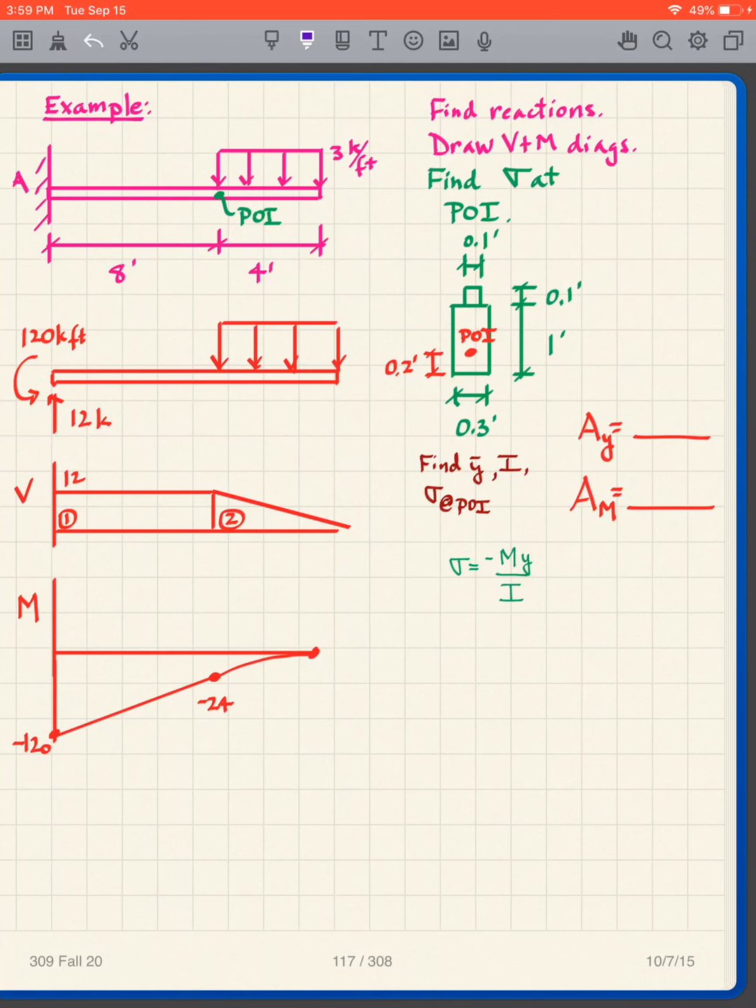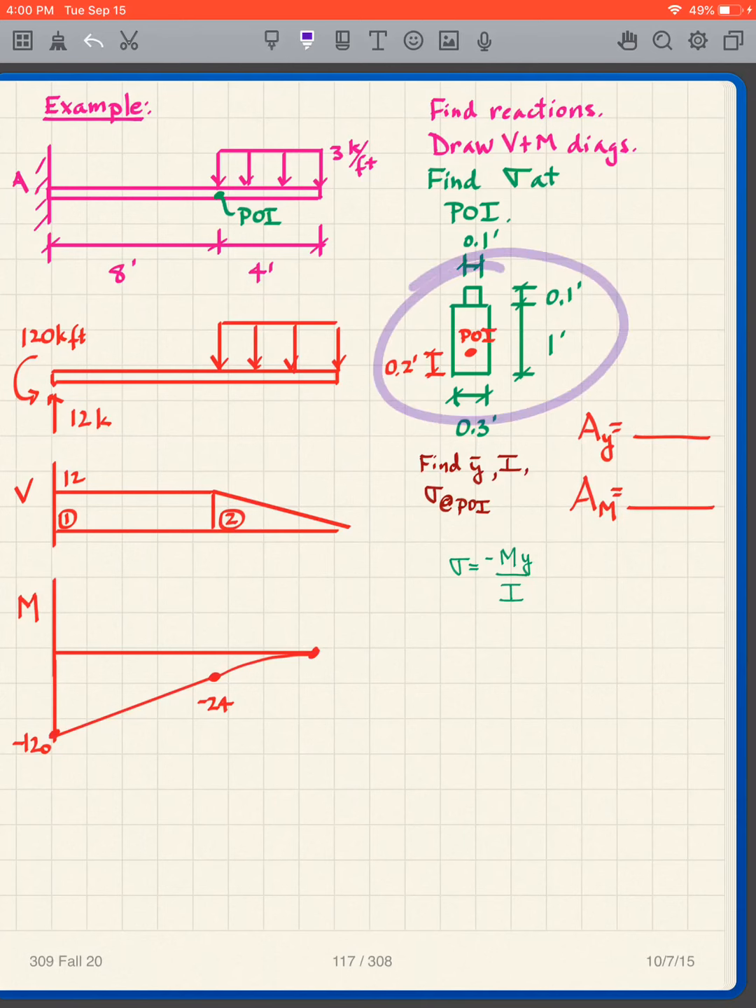And so I draw my shear diagram up 12 over, down. I get my areas. Remember, I have my concentrated moment there, which means I have to drop down 120, up area 1, up area 2.